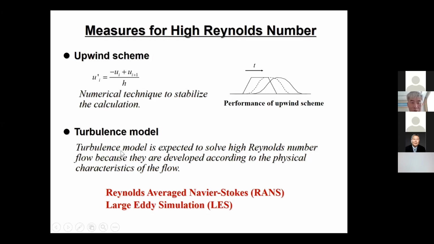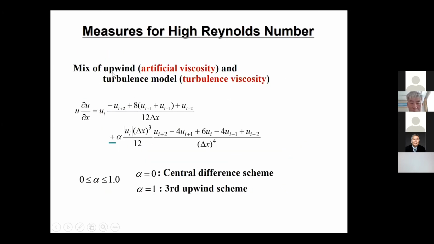We want to combine the upwind scheme and the turbulence model together, using this scheme to resolve the advection term. Here we have an alpha parameter. If alpha is 0, it will become a central difference scheme, so we use the turbulence viscosity of the turbulence model only. But if we put alpha equal to 1, it will be an upwind scheme.